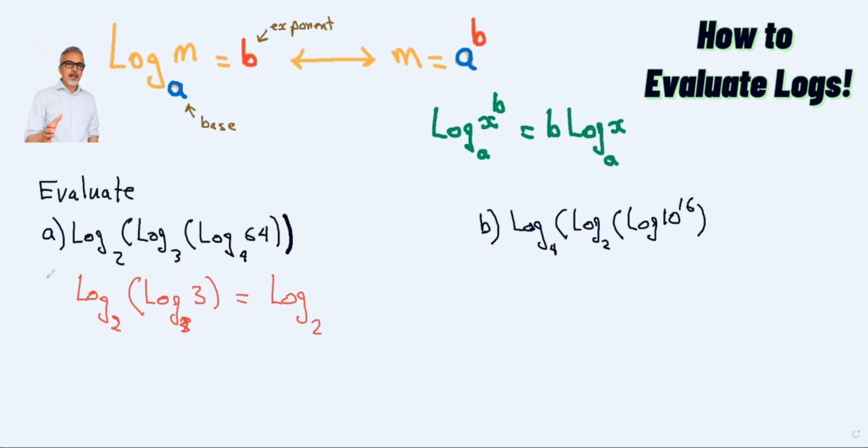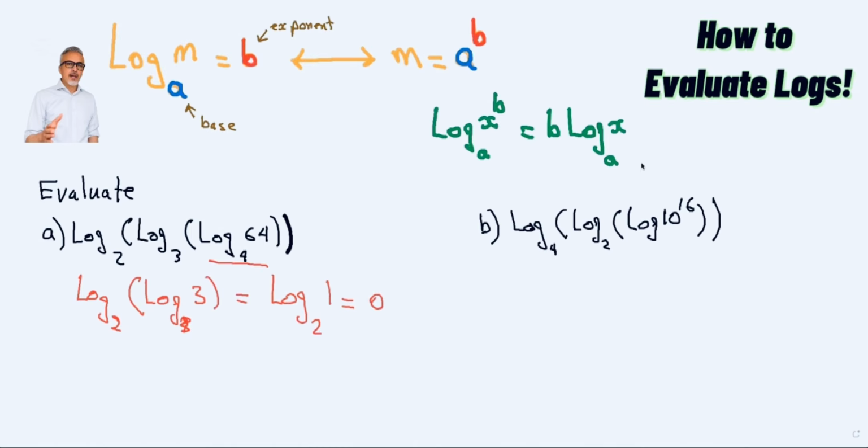So I still have the log base 2 here, and then this here gives me 1, because log base 3, 3 to the power of what equals 3, it's 1. So all of this is 1. Now, log base 2, 1 equals, so it's asking you 2 to the power of what equals 1, it's 0.